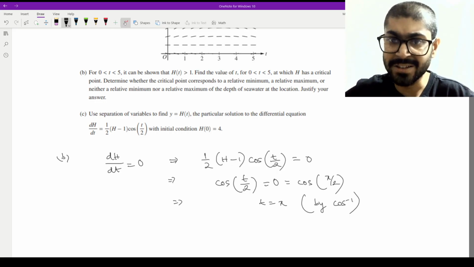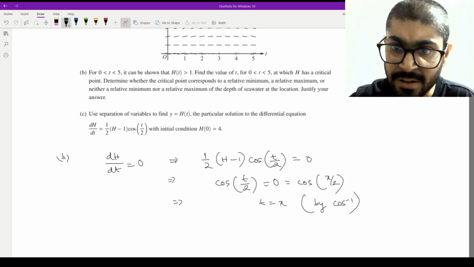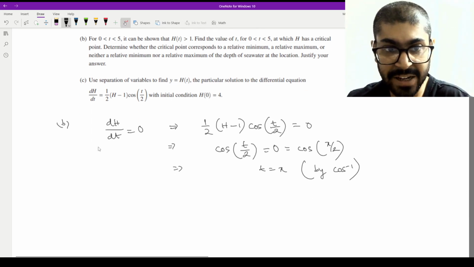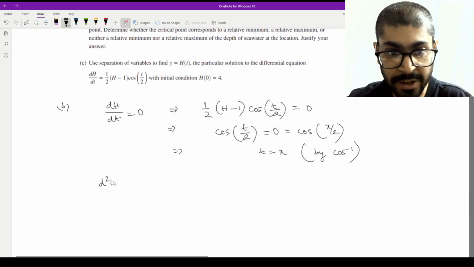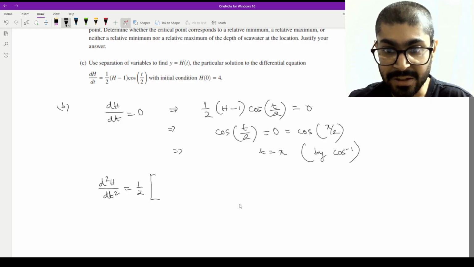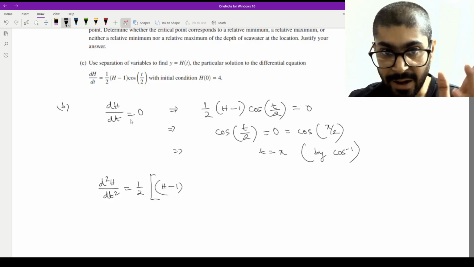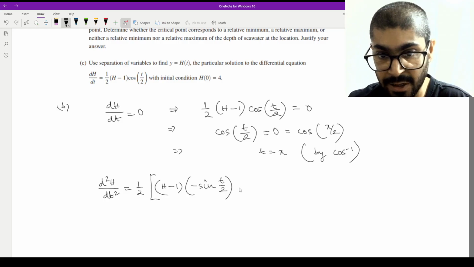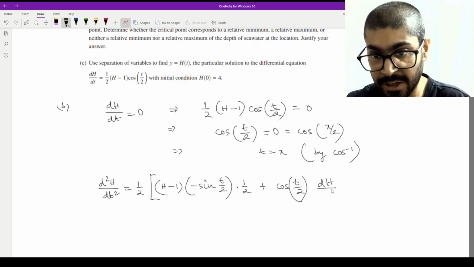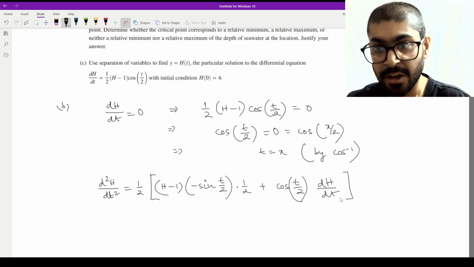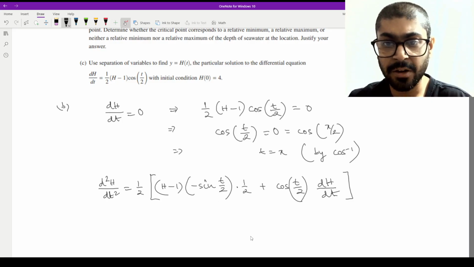All right, so we would have to check this, and the easiest way to check this is via the second derivative test. So let us do that. We have dh/dt given. We can calculate d2h/dt2. Now half will be constant outside, right? So I'll just have h minus 1. I'll differentiate cos t by 2, which will give me minus sine t by 2 into half, right? And then I'll keep cos t by 2 constant and differentiate h to get dh/dt, right? I'm not taking the derivative of h to be 0 because h is a function of t.